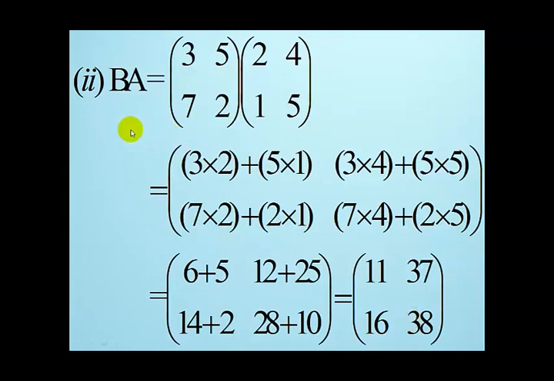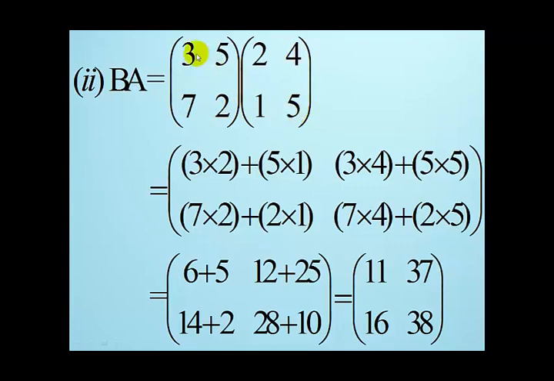Now BA. We are multiplying B by A, so B first before A. So we have [3, 5; 7, 2] and [2, 4; 1, 5]. So we are multiplying [3, 5; 7, 2] by [2, 4; 1, 5]. Now let's multiply. 3 times 2 plus 5 times 1. 3 times 4 plus 5 times 5. 7 times 2 plus 2 times 1. 7 times 4 plus 2 times 5.